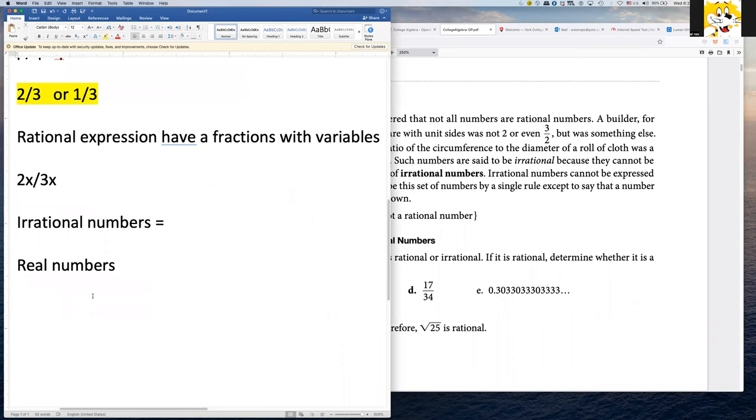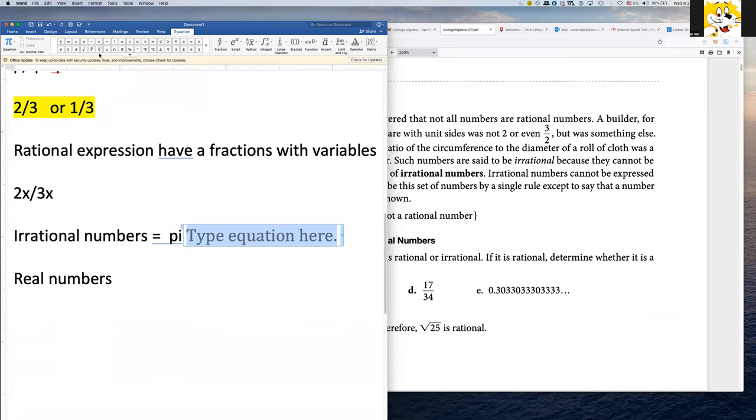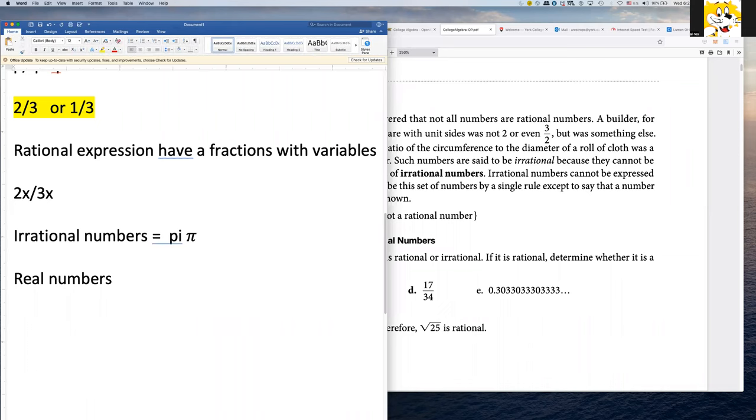So irrational numbers are essentially numbers that never end or repeat themselves. So you guys know pi, right? Pi is 3.14. Let me see if I can put a symbol in here, insert, equation. This thing's playing hard to get here. I don't see pi. I'm actually losing my eyesight looking at this. Okay, but pi, you guys know, is 3.14, and it's going to be continuous. So this pi here is equal to 3.14 and it's going to be continuous. So this would be an irrational number, okay?